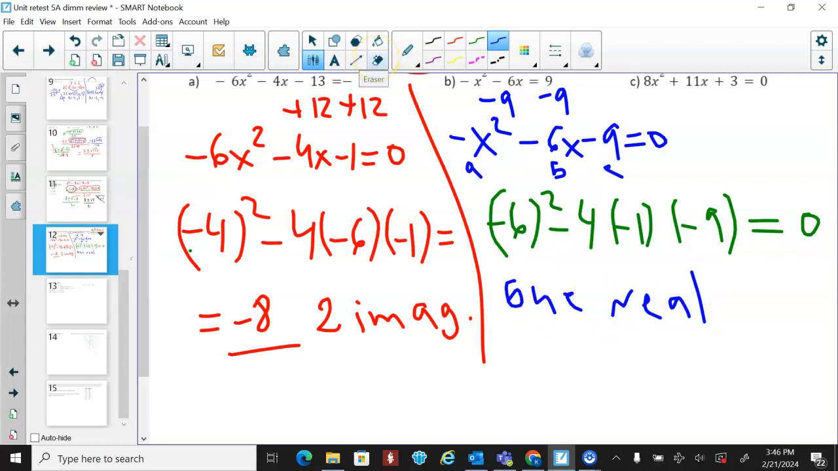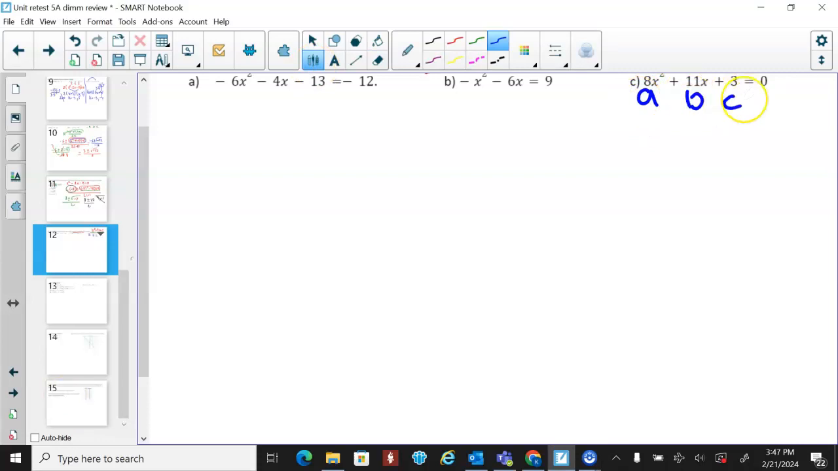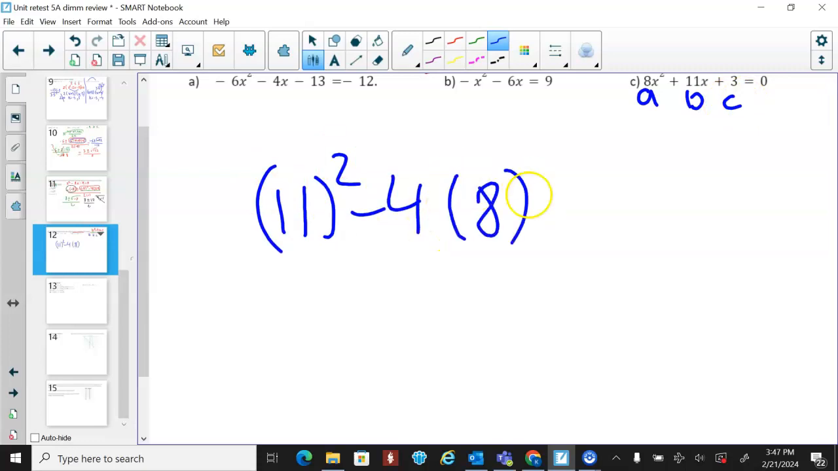All right, now pause it if you need to, because I'm going to erase it. All right, and the last one, again, this is your A, this is your B, and this is your C. So it's B squared, so that's 11 squared minus 4 times A, which is 8, times C, which is 3.